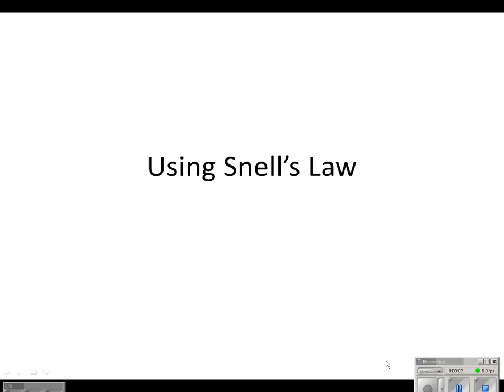In this lesson, we're going to look at how to use Snell's law to solve for the refractive index of an unknown liquid. In the lab, we're going to use clove oil, water, and vegetable oil as our unknowns.